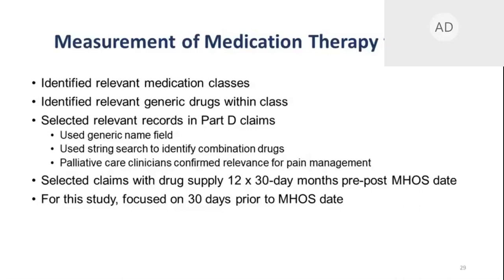So we selected claims that had drug supply 12 months before and after our Emhoff date, again, to be useful for other studies that we were doing. For this particular study, we focused on the 30 days prior to the Emhoff survey date.